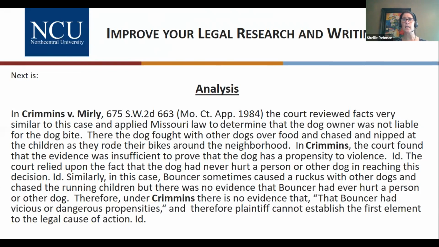So as you can see, it's letting the reader know a little bit about the case that you're relying upon, then showing why it is applicable in your case because it has the same or similar facts and law, and then using that decision to guide or direct the court that you're in on how to decide the case.